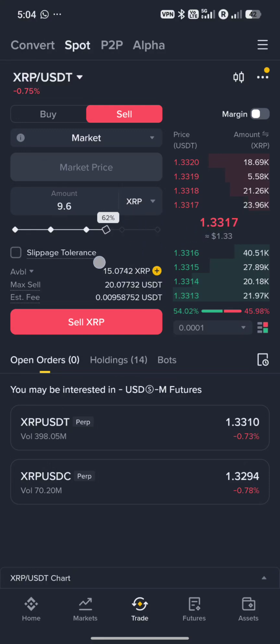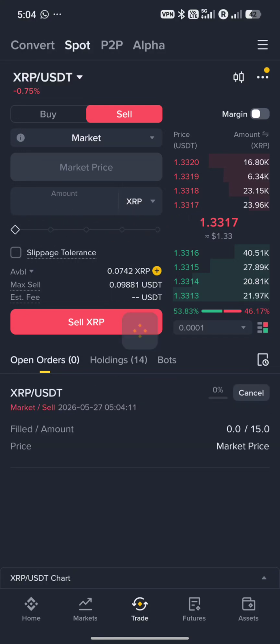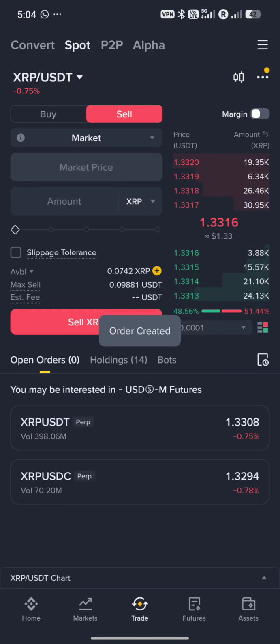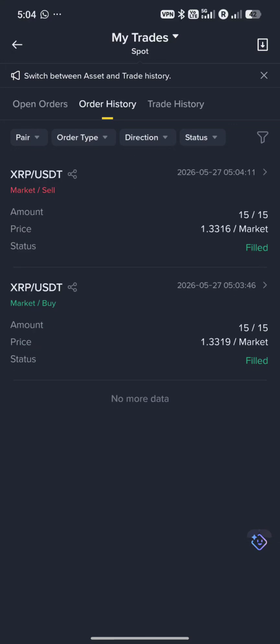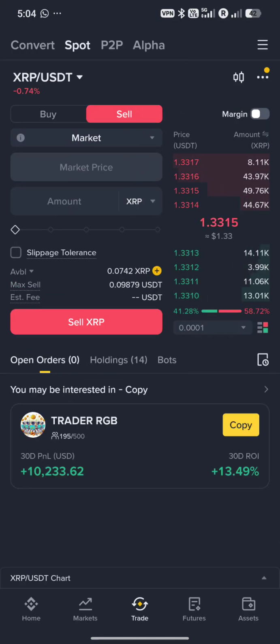I just bought, or I can choose to sell just 50%, depending. You can just drag this. So let me sell 100%. So that's all. You can see it's sold already. If you check the order book, my trade, you can see I bought once, I sold it, instantly, because it's market order.